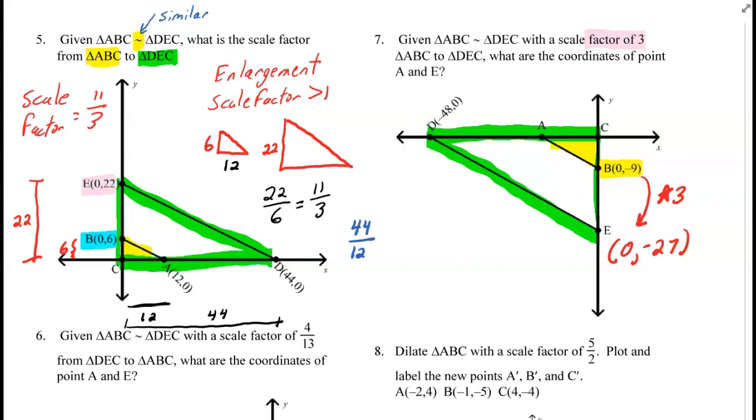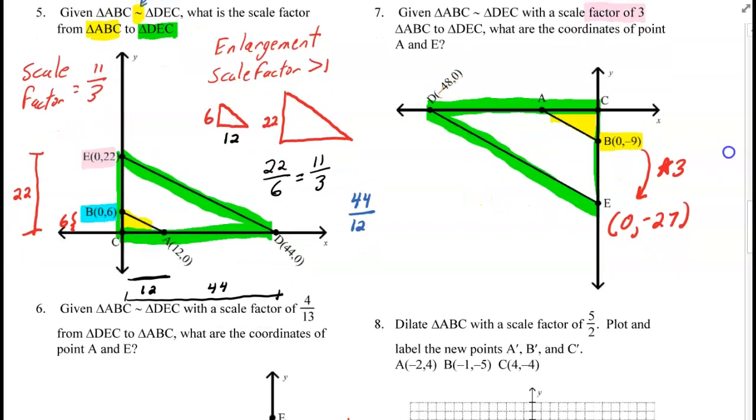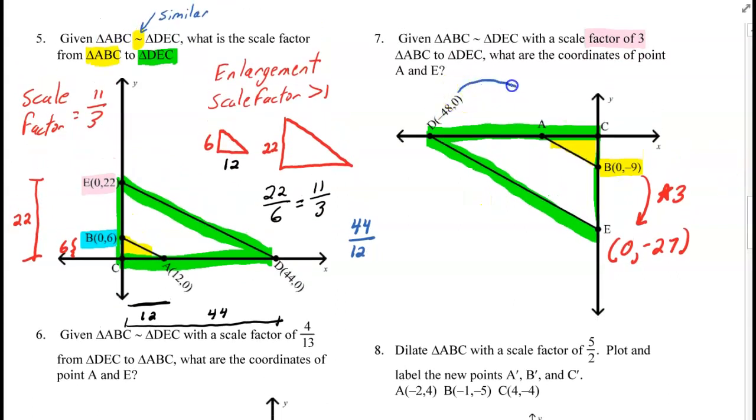In contrast, if I want point A, I'm going from the bigger triangle to the smaller triangle. So instead of multiplying by 3, since I'm going to the smaller triangle, I'm going to divide by 3. So -48 divided by 3 is -16, and 0 divided by 3 is 0. So point A is -16, 0.